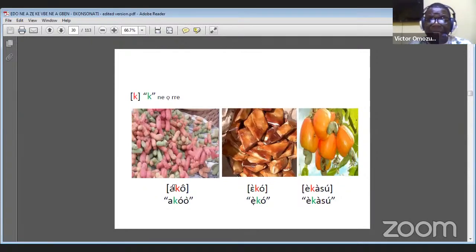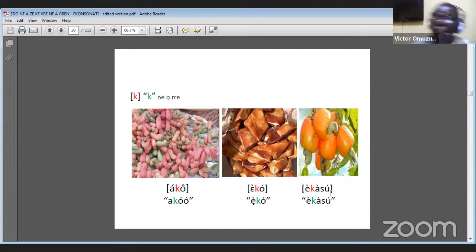Probably a native speaker can say that, and it's meaningful for the same thing in the Ako in Edo. Then you have Eko. Eko is, you have the picture there. You know, in those days, pregnant women normally take this Eko. It's a kind of, is it magnesium, something like that, I don't know.